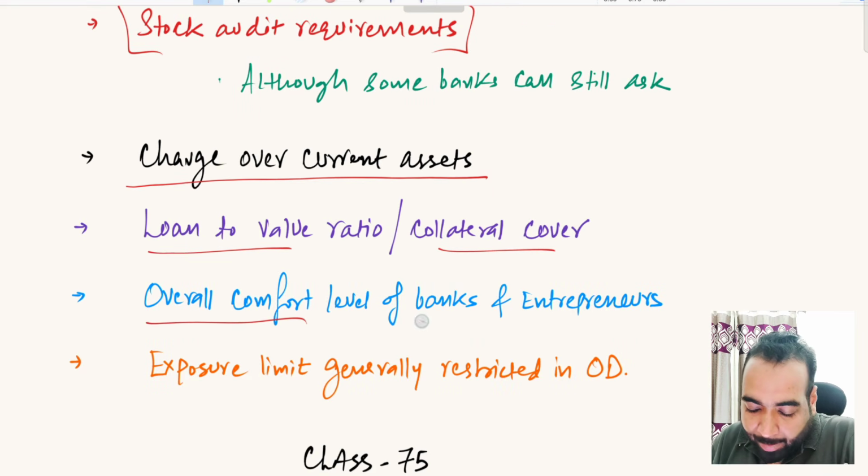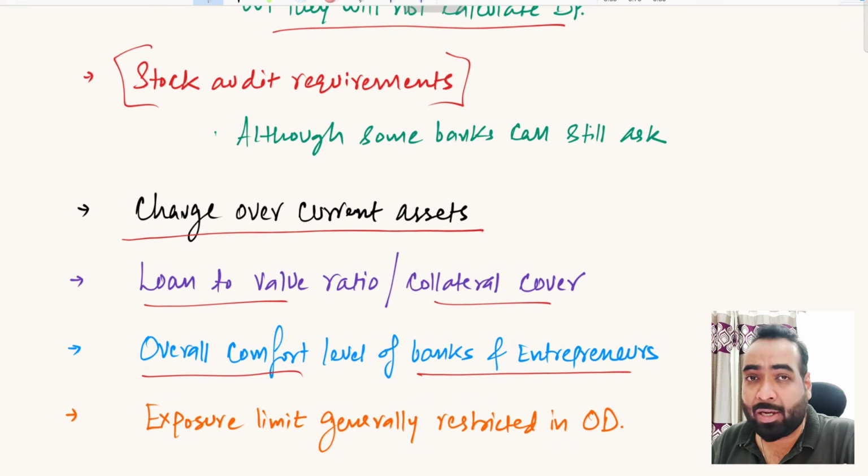Overall comfort level of the banks and entrepreneurs. Entrepreneurs are more comfortable with the OD limit because there is lower monitoring involved and you can use the funds as you want without the bank's intervention. In a cash credit limit, entrepreneurs are not much happy because they have to complete certain formalities for the banks even after availment of the limit. While from the point of view of the bankers, they are very much happier with the cash credit limit for the obvious reasons, and they consider the OD limit much riskier.